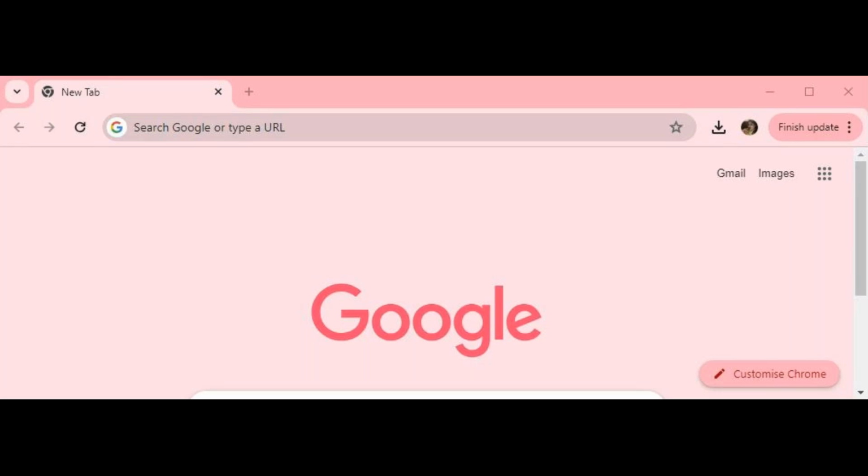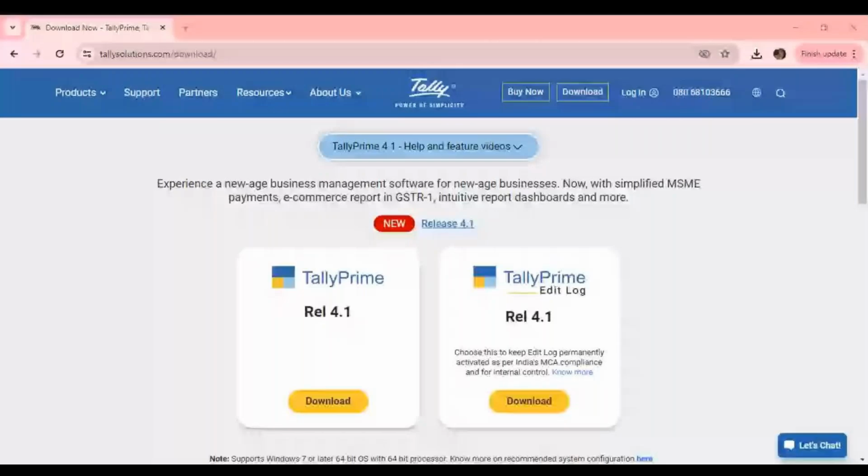Ma'am, we can't see all that. Ma'am, we are still unable to see, we can see the Google page, ma'am. Stop sharing. You can now. Now we can see.